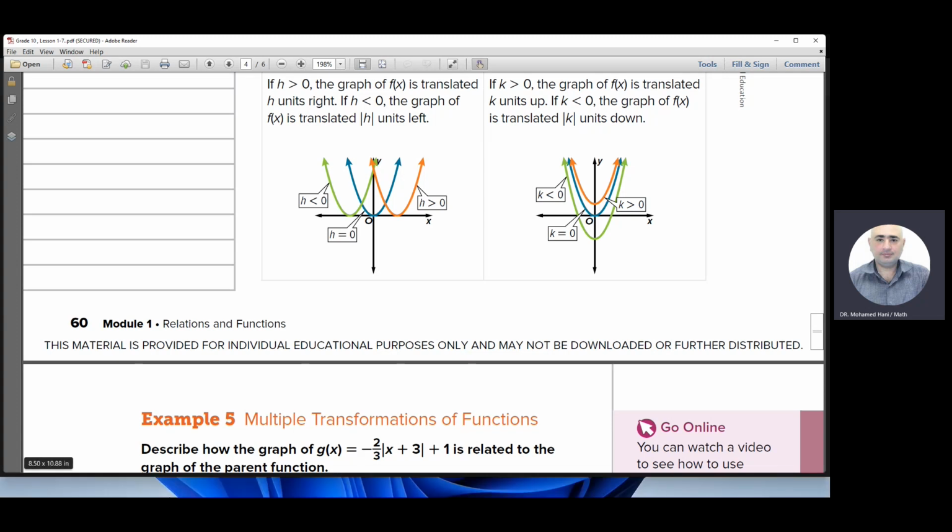And as you see in this example, multiple transformations of functions. Don't write, just focus with me, please. Describe how the graph of g(x) = -2/3 multiplied by the absolute value of (x + 3), then plus 1, is related to the graph of the parent function. Who can tell me the name of this function from the parent functions? Is this a constant function, an identity function, an absolute value function, or a quadratic function? What is the name of this function? Who can tell me?